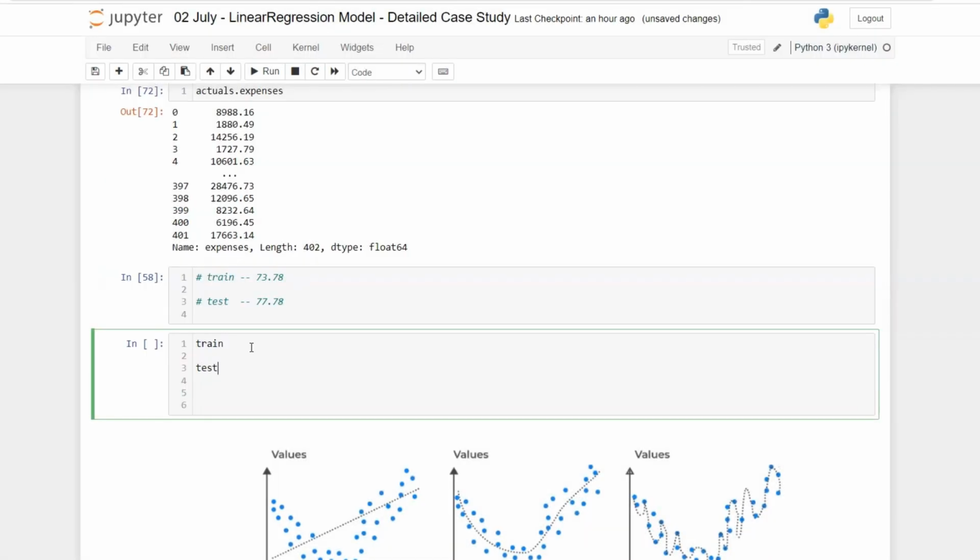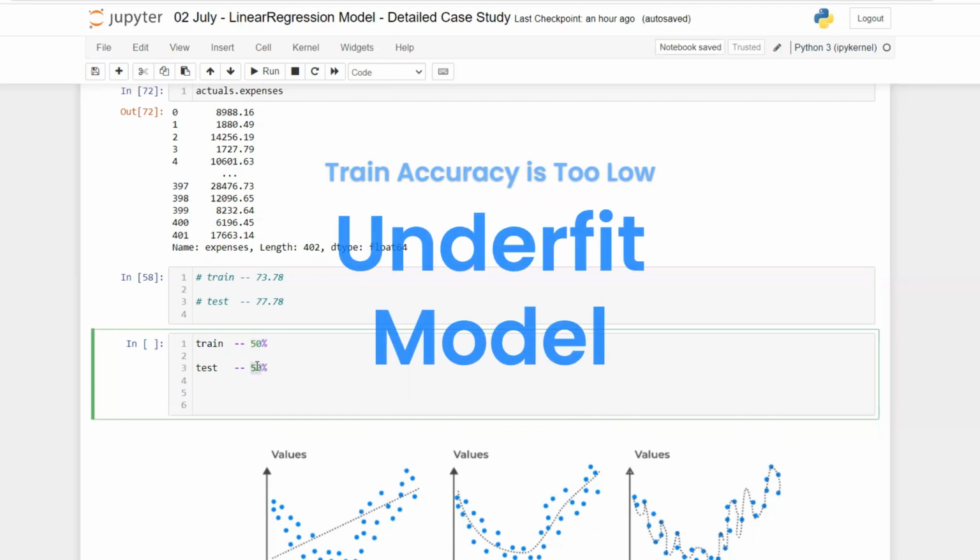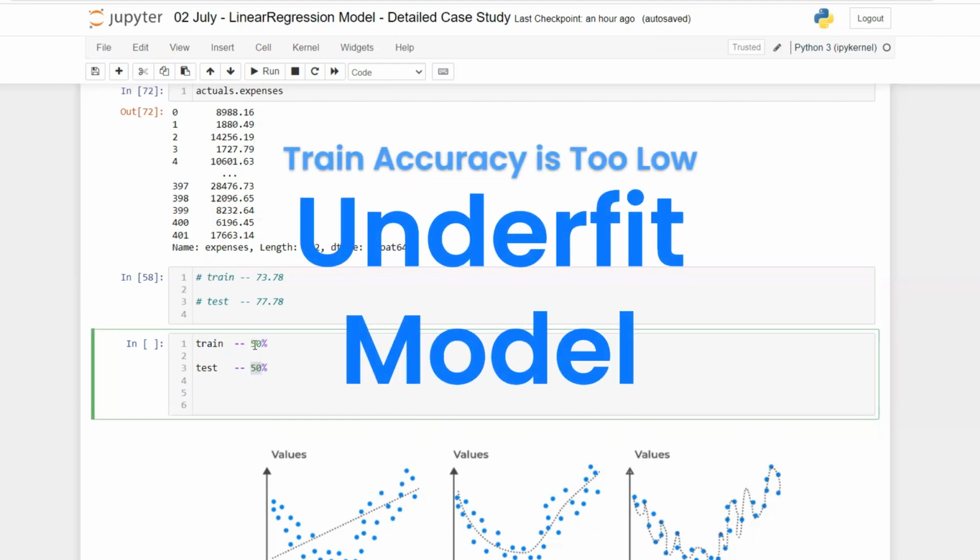Let's consider that your training accuracy was around 30%, okay? And the test accuracy was around 50%. In this case, we would say this is not a good model. Even if this is 50%, we would say, no, this is not a good model. Why? Because training accuracy is also low, test accuracy is also low. Even before test accuracy, training accuracy is something we should always focus on.